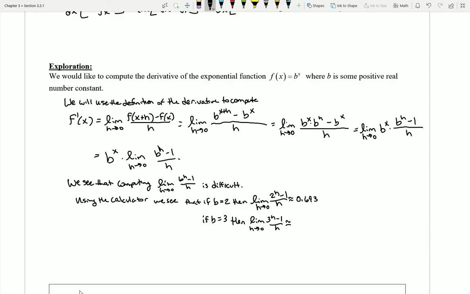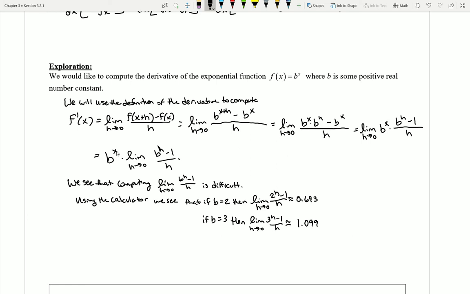Okay, so I'll go ahead and state that this becomes 1.099-ish. So this is kind of weird. For different values of b, this limit is going to approach different things, which is why this limit is so difficult to compute and why this derivative is so complicated. But wouldn't it be really nice if the value of this limit was just 1? What if this limit evaluated to be precisely 1? That would be great, because then the derivative here would just be b to the x.